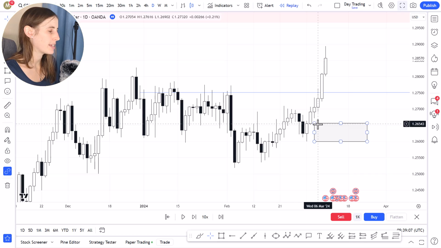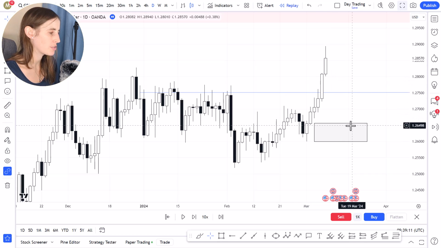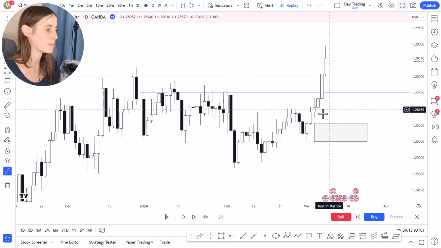So that is one place that price could pull back to. And it also coincides with an institutional price level, the 1.2650 level. So there's a couple of reasons that price may pull back to that level. But nothing's ever certain in the markets. It's just always good to have these drawings and this analysis in place.